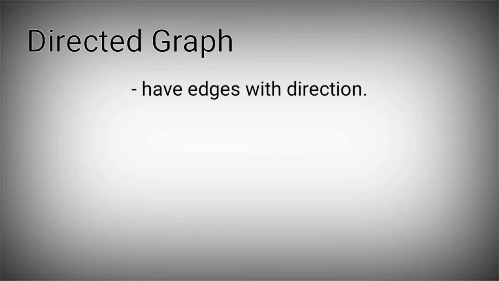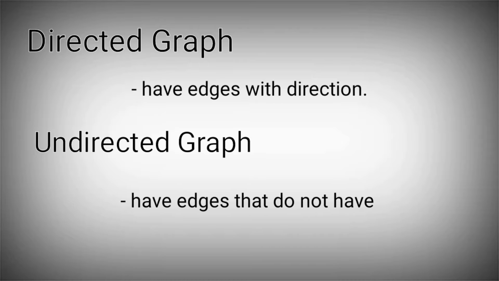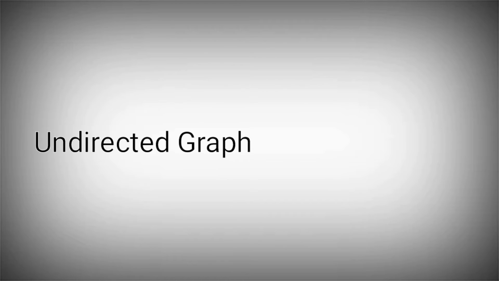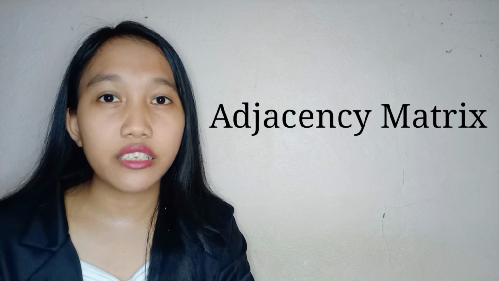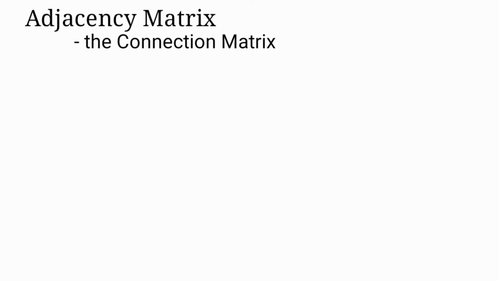A directed graph has edges with direction, while an undirected graph has edges that do not have a direction. There are two methods to solve the Warshall algorithm: the adjacency matrix and Boolean sum. The adjacency matrix is also known as the connection matrix.